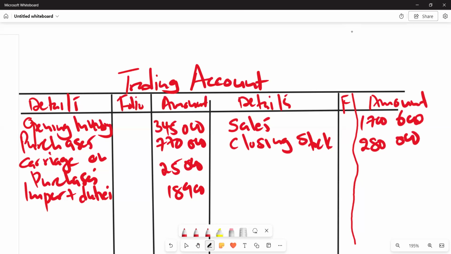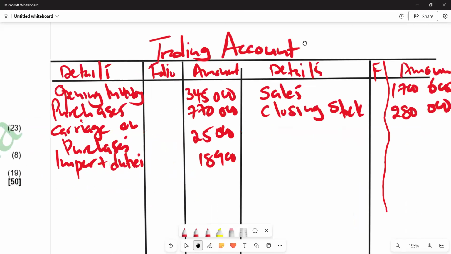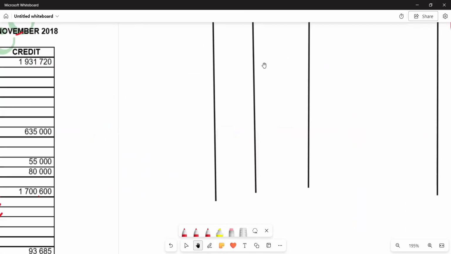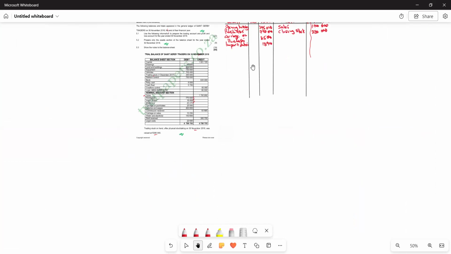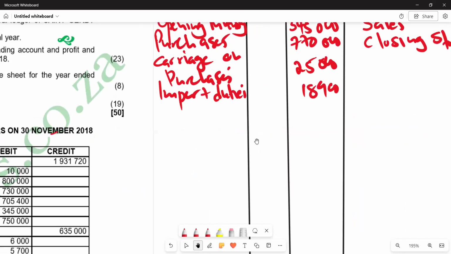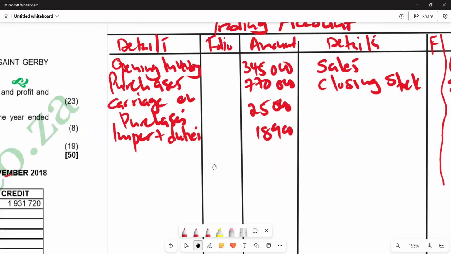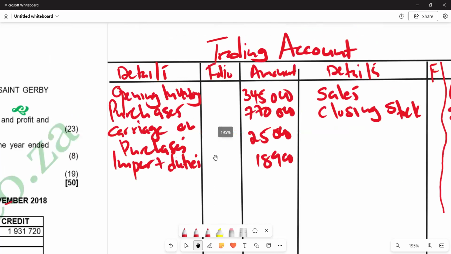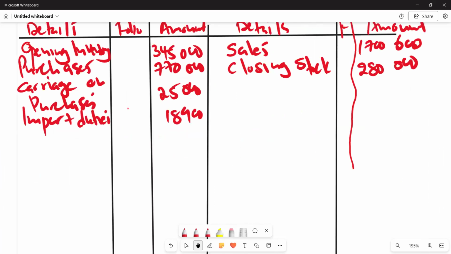So basically we are going to have our double lines here. Let's just create those double lines. So when you've created the double lines, we can now add, and then we can put the greater total in between the double lines. You can leave a space there.